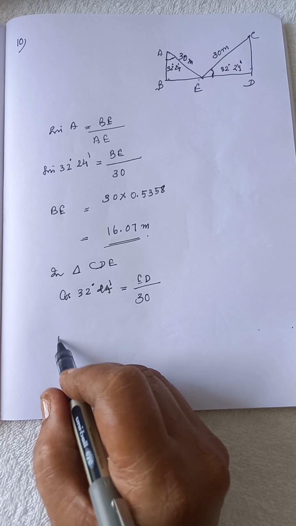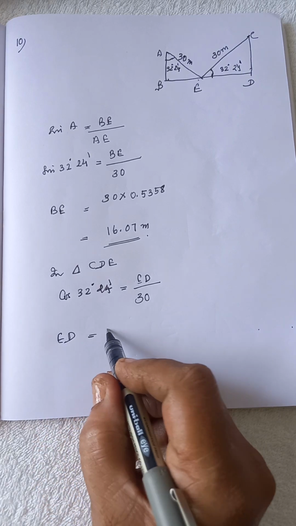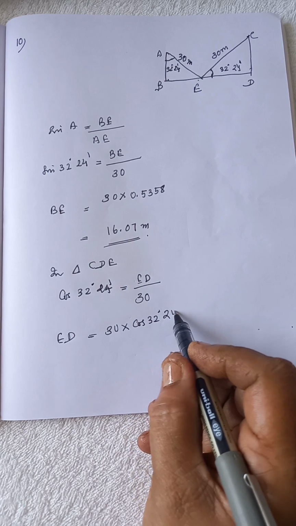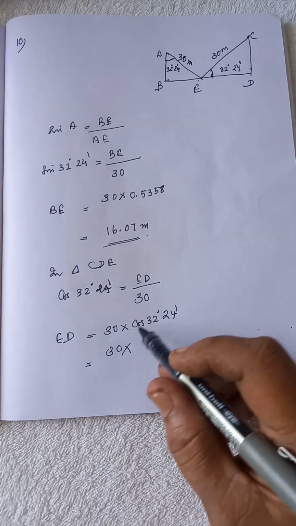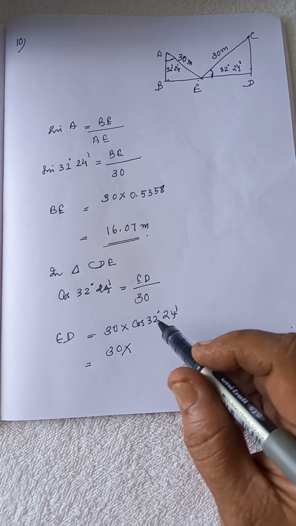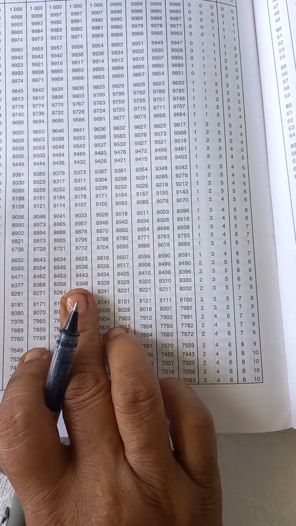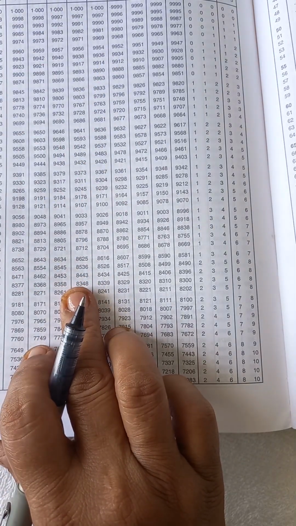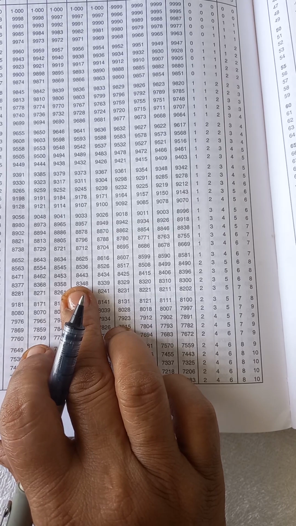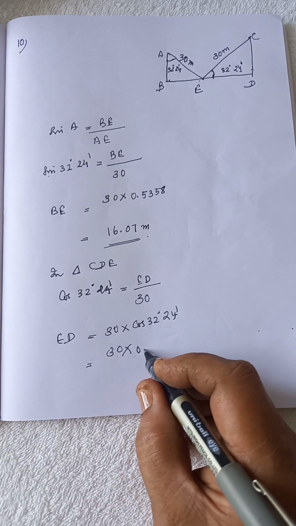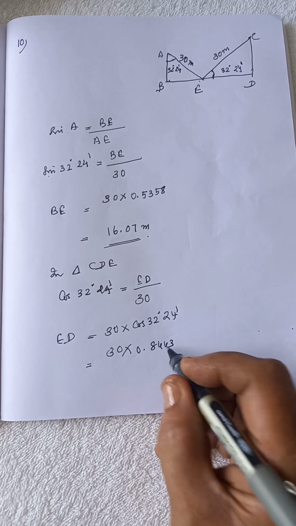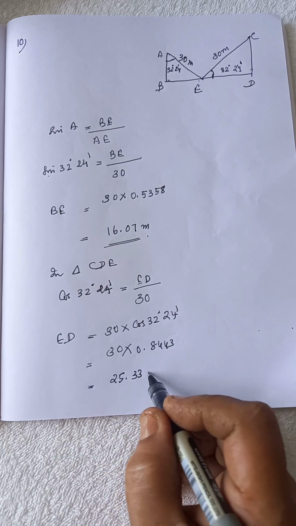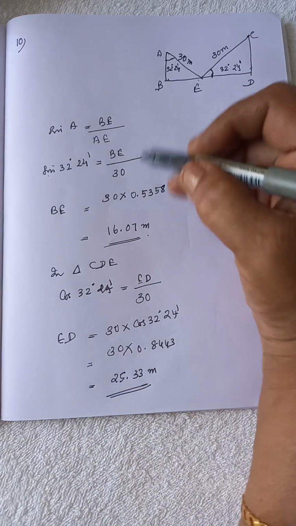So what is ED? ED is equal to 30 into cos 32 degree 24 minutes, that is equal to 30 into this value we can find out from the table at the back of the text. So that is 32 degree 24 minutes, that is 0.8443. So we can write this as 0.8443. Now this is equal to 25.33 meters. So we got BE and ED.